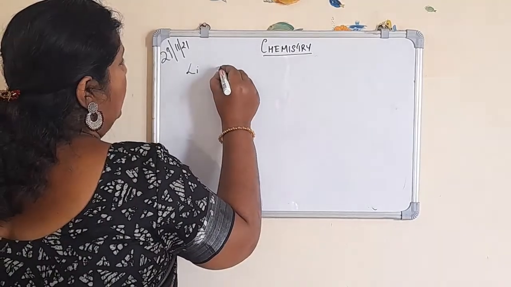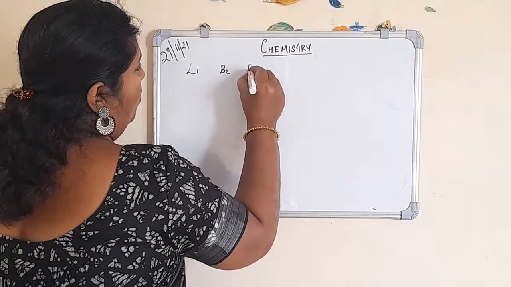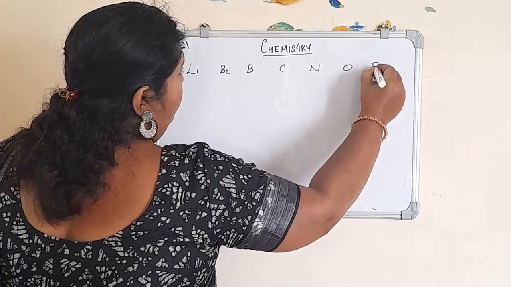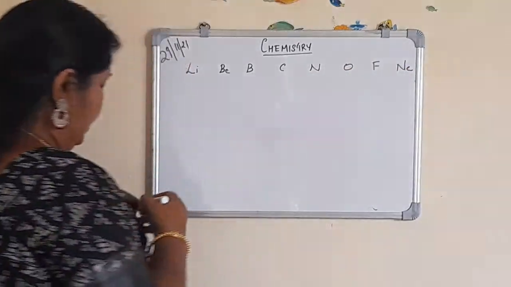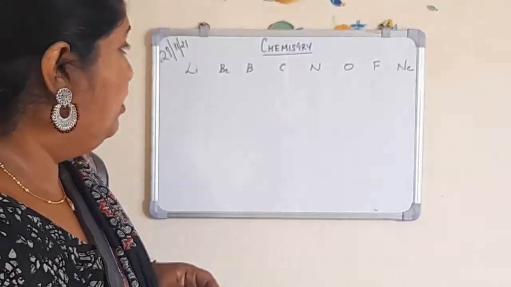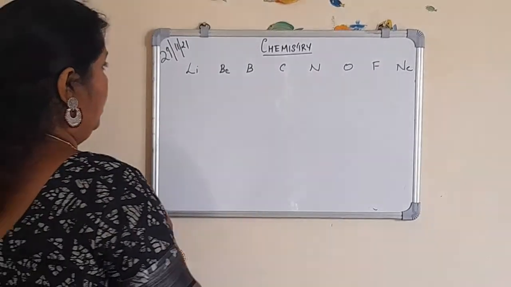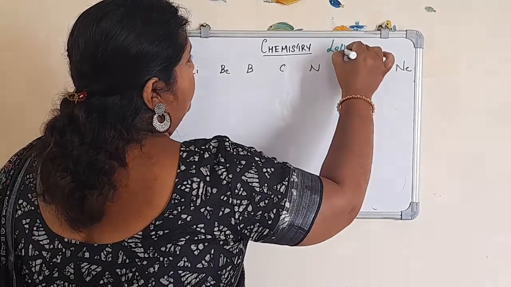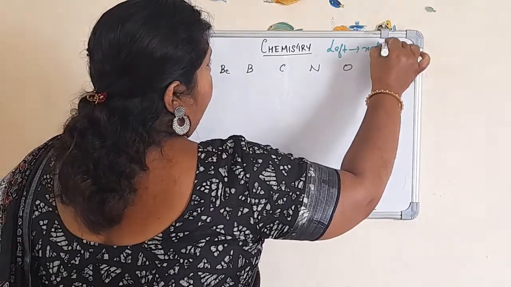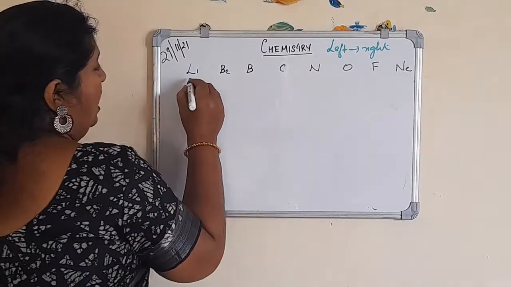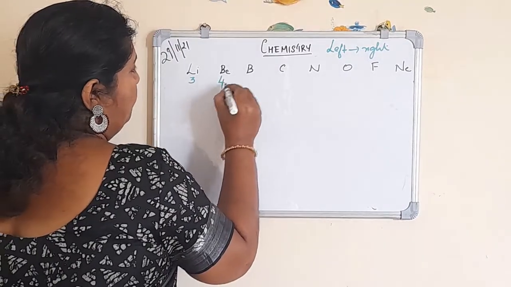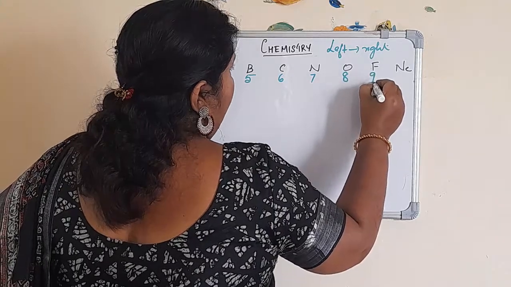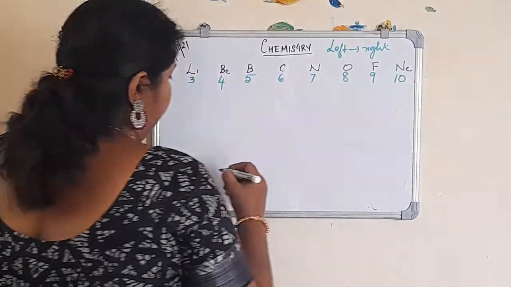Now I am going to write some elements across the period: lithium, beryllium, boron, carbon, nitrogen, oxygen, fluorine and neon. These are the elements I have written left to right across the period. You can check with the periodic table. Atomic numbers: lithium 3, beryllium 4, boron 5, carbon 6, nitrogen 7, oxygen 8, fluorine 9 and neon 10.